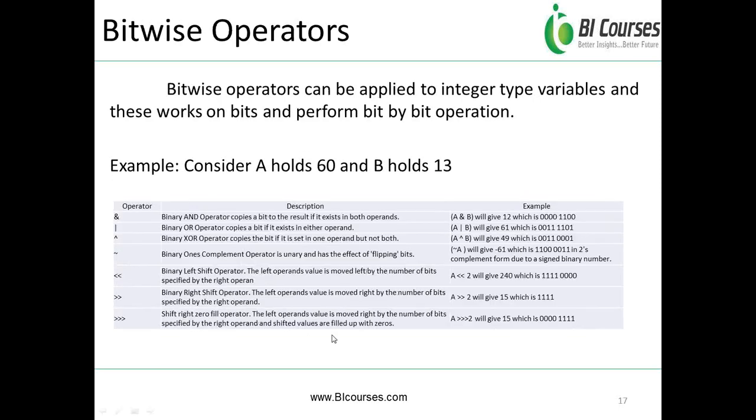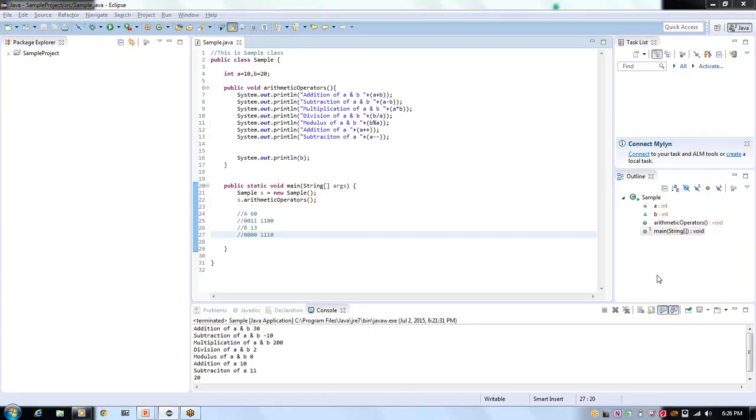Next, bitwise operators. Bitwise operators can be applied to integers and integral types like byte, int, short, long. This also works on bits and performs bit by bit operations. Like if you consider a holds 60 and b holds 13, how will we represent 60 and 13 in bit format? Let me show you.